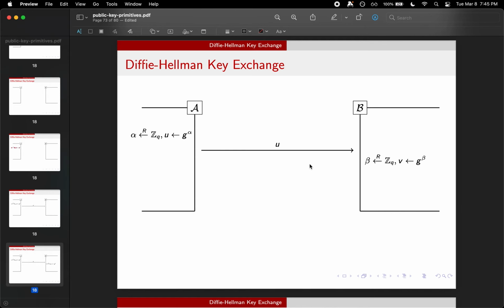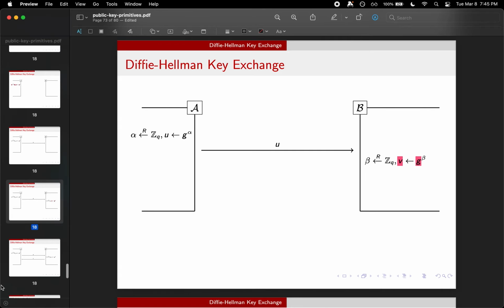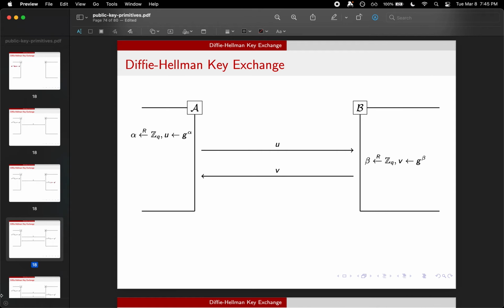Bob hears that, and then Bob also generates beta, which is uniformly randomly sampled from Z_Q. And then Bob generates V, which is just the generator G to the beta. So U and V are in this group big G, and Alice and Bob generated them, and then Bob sends V back to Alice. Now, if you ask what is beta and what is alpha, that's as hard to solve as the discrete log problem. So you can't really reverse engineer alpha and beta.